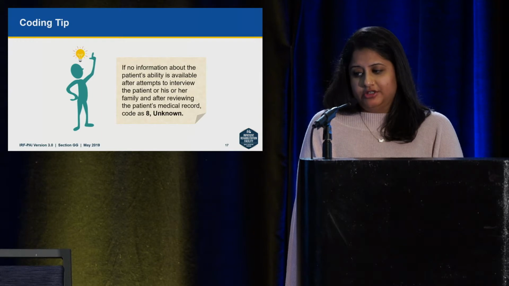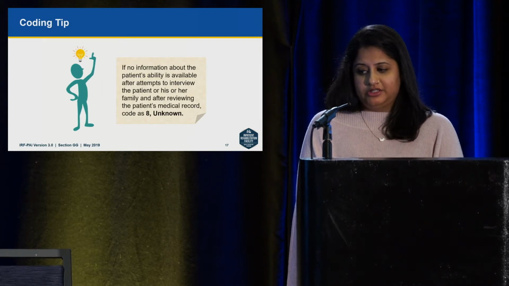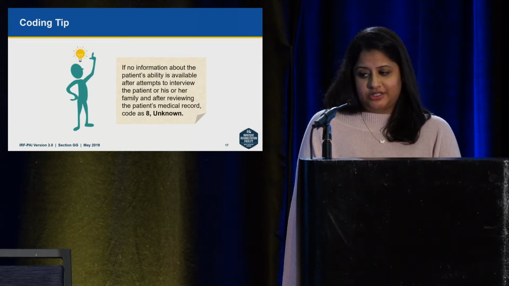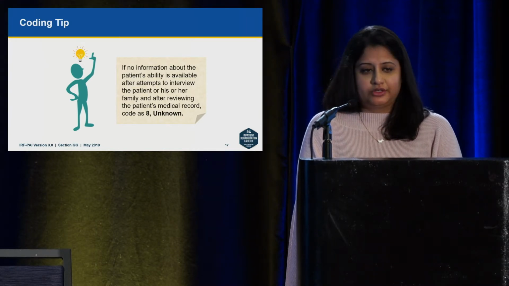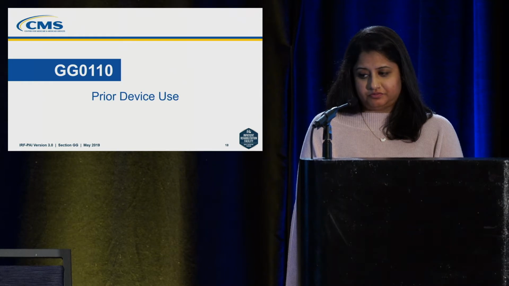Okay, and as I mentioned, if no information is available about the patient's abilities after attempts to interview them or their family members and reviewing the patient's medical record, you'd code 8, unknown.